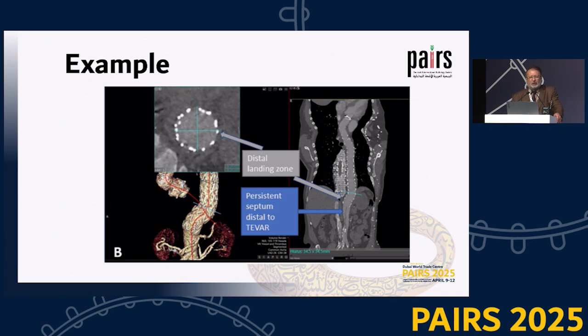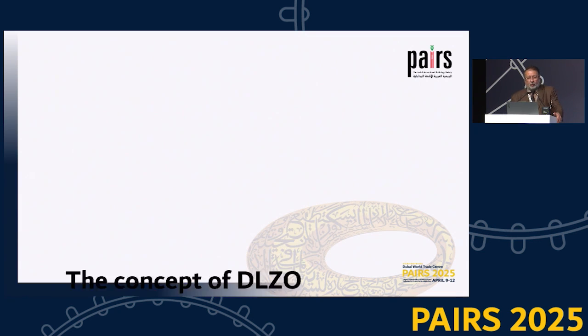They always come with a challenging problem, because this is a diseased aorta, and putting TEVAR will not make it a normal aorta. So here you can see persistence of septum distal to TEVAR, and the area of false lumen which was closed started to open.